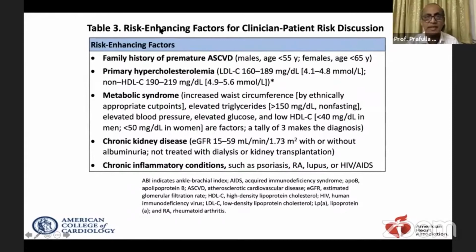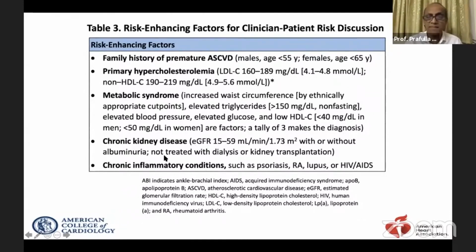Besides that, like I told you, the greatest limitation, family history of premature ASCVD, was not there in the risk calculator. But to enhance the clinician and patient risk discussion, we have what are called risk enhancing factors. And there is a list of all these which you should be aware of, like family history of premature ASCVD, which I have alluded to, or primary hypercholesterolemia with levels more than 160, you should initiate discussion for sure. The metabolic syndrome, Dr. Unni has spoken about. Again, chronic kidney disease, especially diabetic kidney disease, and some amount of albuminuria coming up or eGFRs going down.